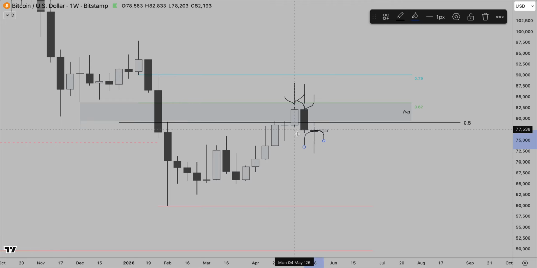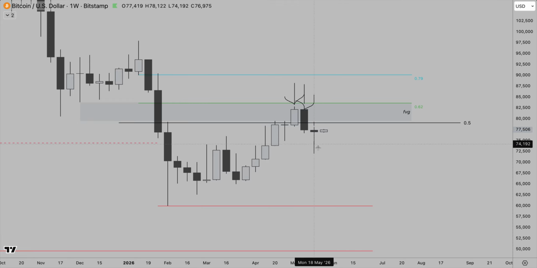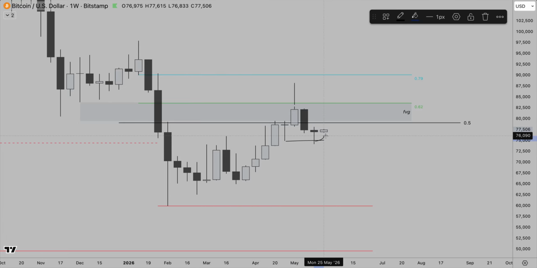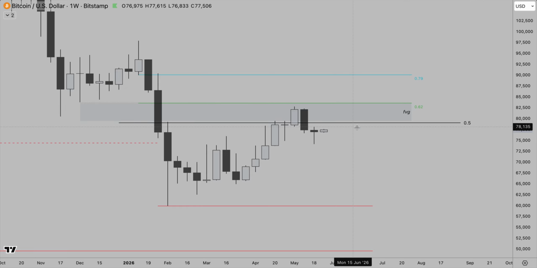We grabbed the liquidity down here. We swept these levels down here as well. And price is likely going to move up from here, in fact. So that's what we're looking at.